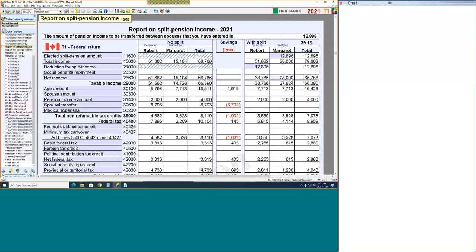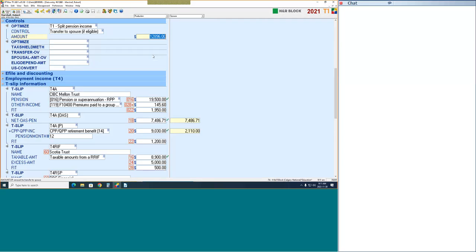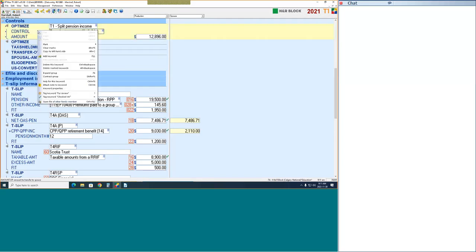Every time you do split pension, please stop for a minute and think, is the net income going to be a problem? Okay, I'm going to take that data entry out, but if you have any questions, let me know. This is a good time to ask those questions.